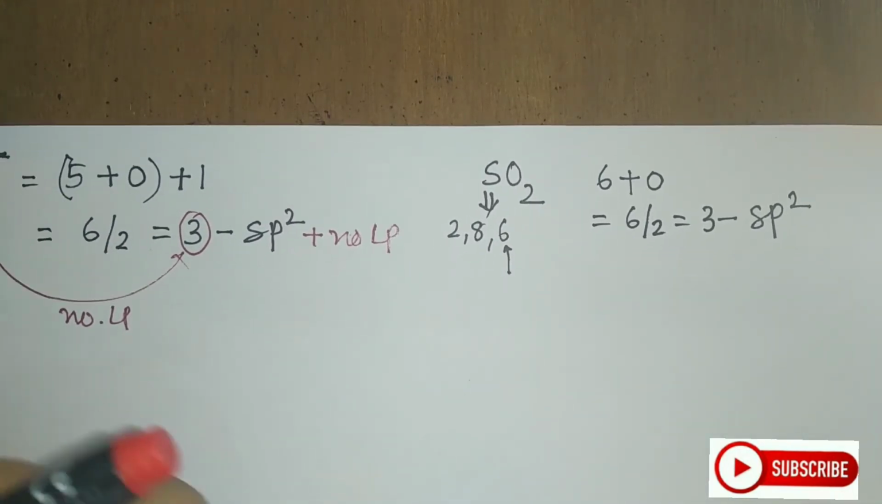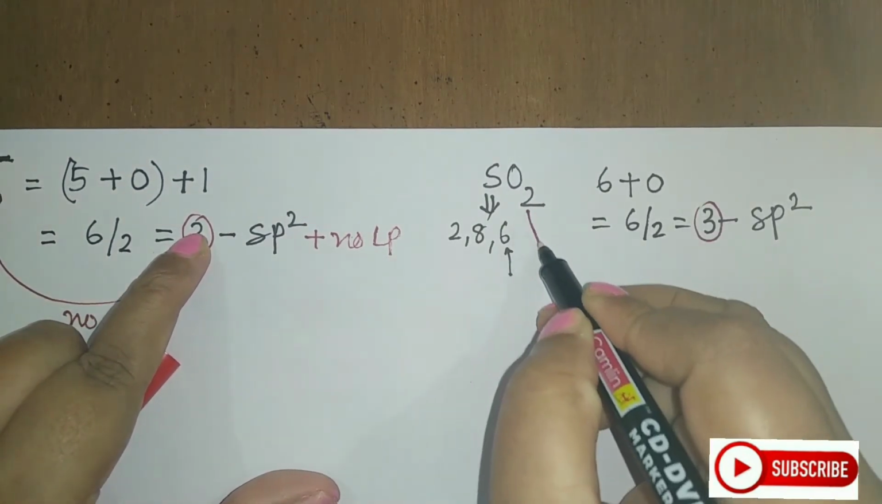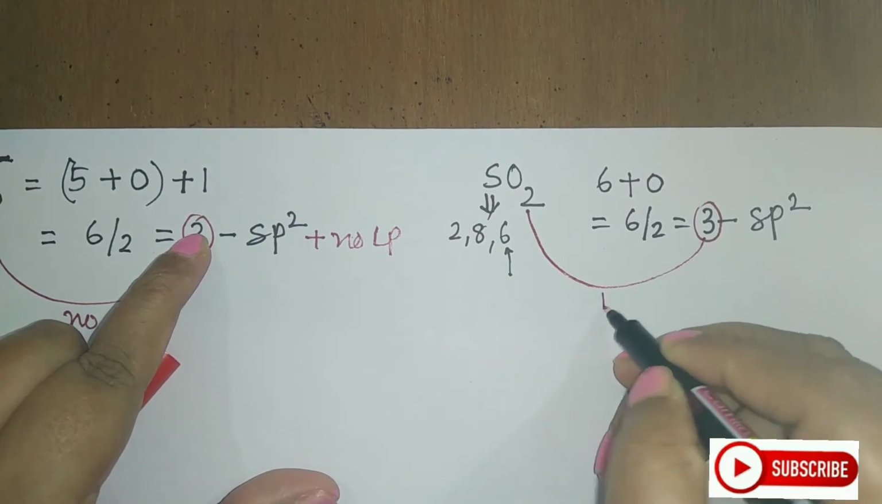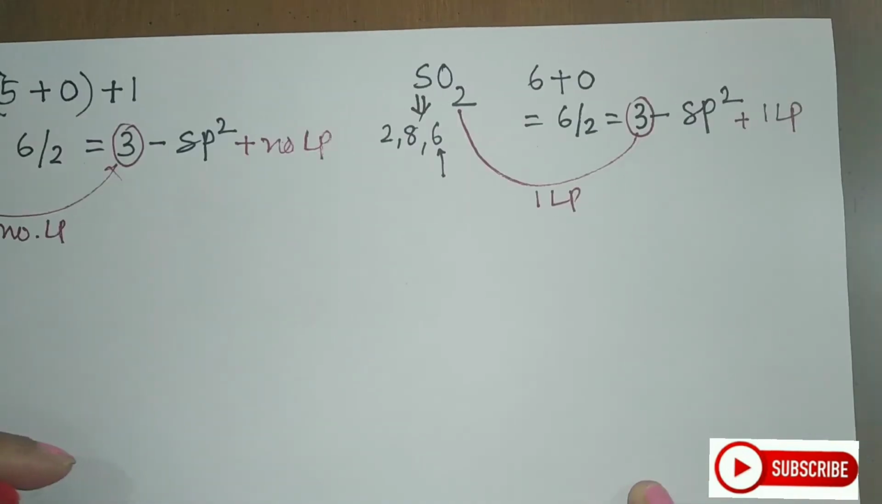Now let us try for the lone pairs. If I check here, this is 3 and attached atoms are 2. So the difference is 1. So there is one lone pair on sulfur in the SO2 molecule.